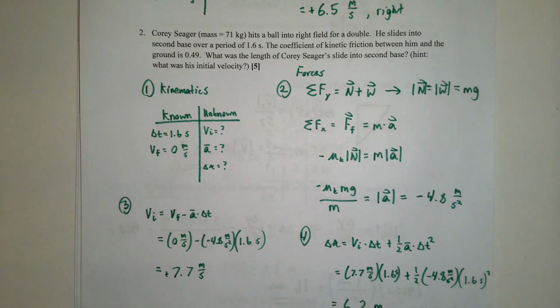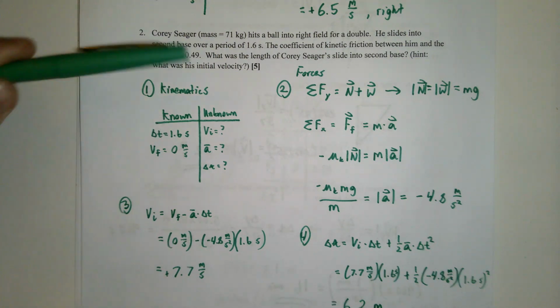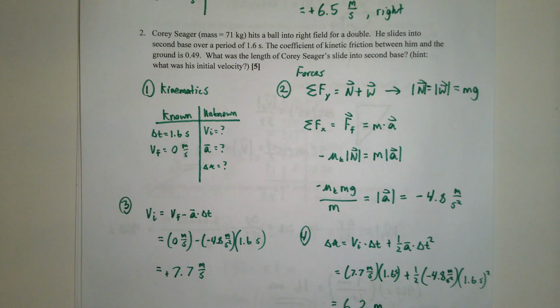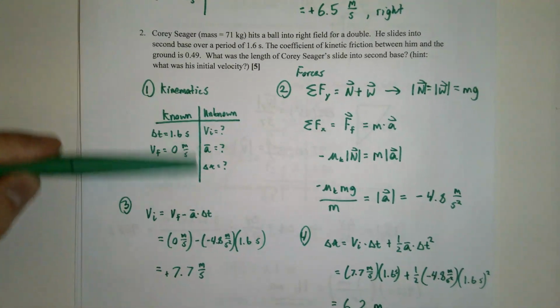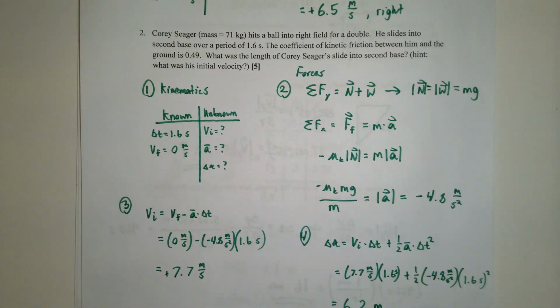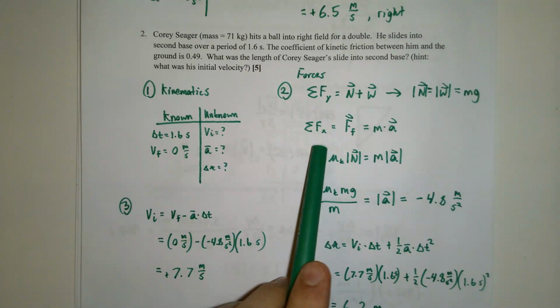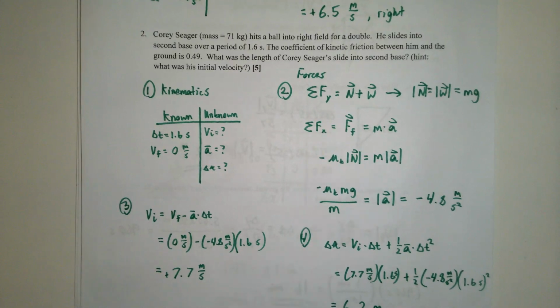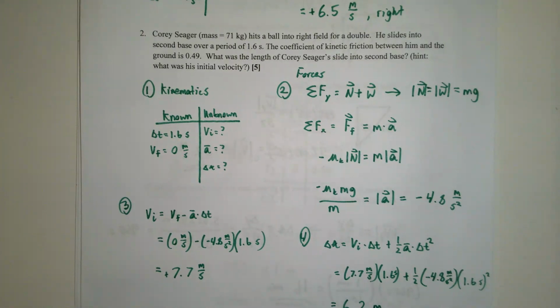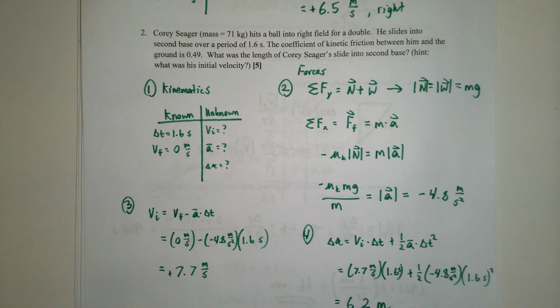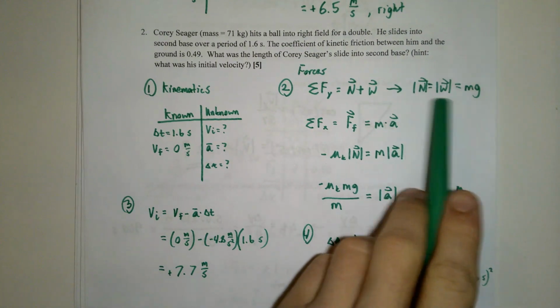So we have to resort to some other tools in physics to understand what's happening to Corey Seager. We can't use kinematics to find the length of his slide. We need to go into forces to find some of these kinematics variables, specifically the acceleration. So we'll go into the realm of forces. We'll take a look at forces in the y dimension and in the x dimension. Forces in the y dimension are normal and weight. We have the force of the surface that's acting on Corey Seager, that's pushing up on him, that's opposing his weight. Those two are equal to each other.